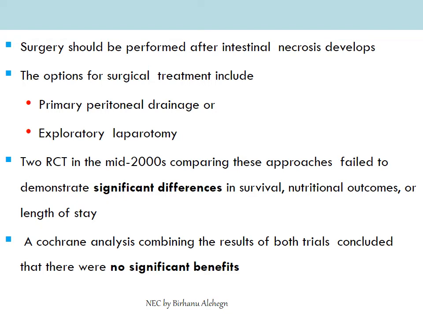The options for surgical treatment include primary peritoneal drainage or exploratory laparotomy with resection of the necrotic intestine and usually stoma creation. Two randomized clinical trials in the mid-2000s comparing these approaches failed to demonstrate significant differences in survival, nutritional outcomes, or length of stay. A Cochrane analysis combining the results of both trials concluded that there were no significant benefits or harms of primary peritoneal drainage over exploratory laparotomy. The surgical approach depends on surgeon preference and physiologic status.